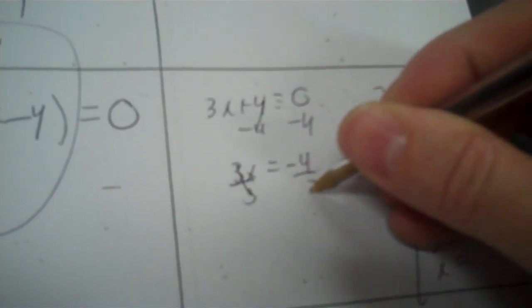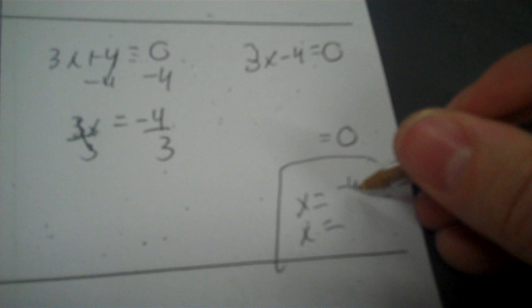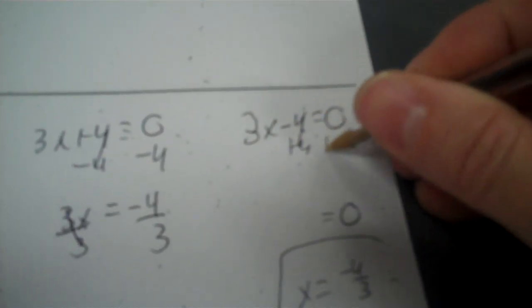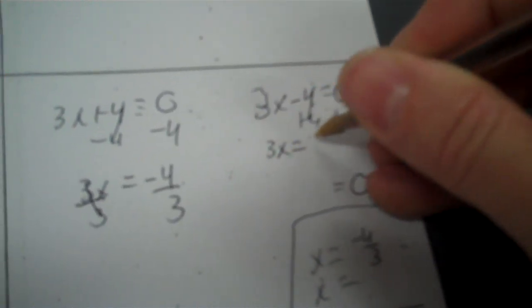3x equals negative 4. You can divide that or just leave it negative 4/3. If you divided it, it'd be negative 1.3 repeating. And this is the same answer, it's just positive 4 over 3. Okay.